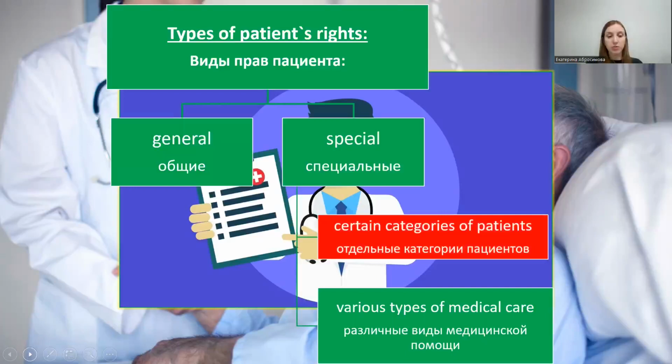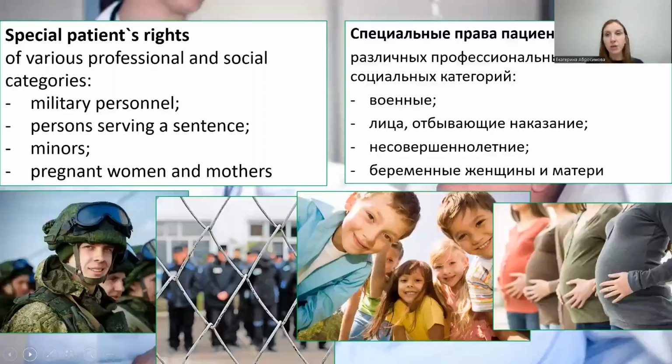The second group of patients' rights is the rights of various professional and social categories of patients. Here we're talking about the rights of patients who belong to the categories, for example, military personnel or citizens subject to conscription and entering military service under contract, detained persons and persons serving a sentence in the form of restriction of liberty, arrest, taking in custody, or serving a sentence in places of deprivation of liberty or administrative arrest. Rights of minors and pregnant women and mothers.